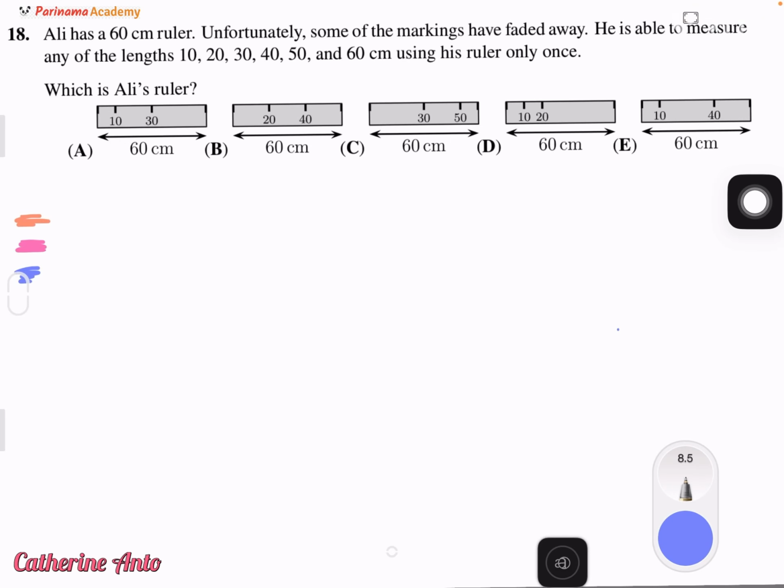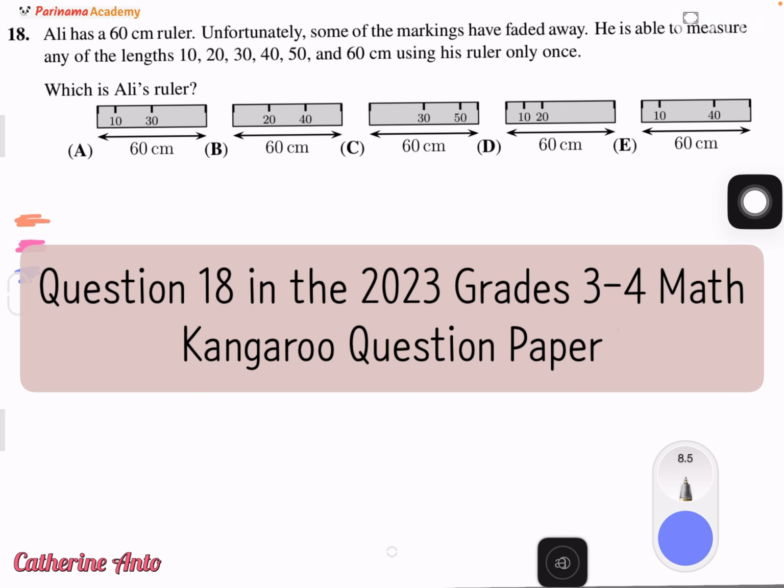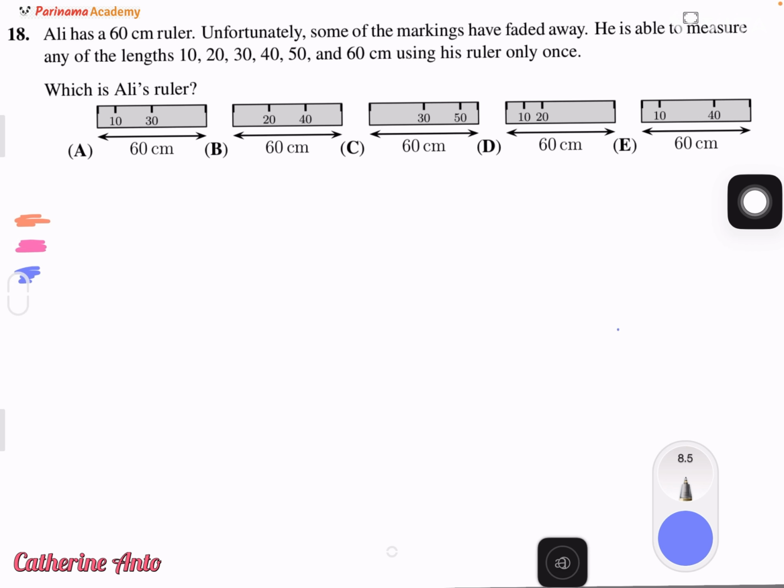Hello everyone and welcome. Today we're going to be looking at question 18 in the 2023 grades 3 to 4 Math Kangaroo question paper. So without any further ado, let's jump right into it.